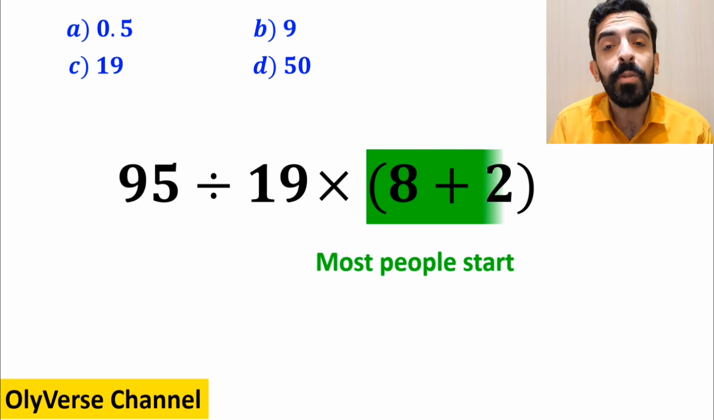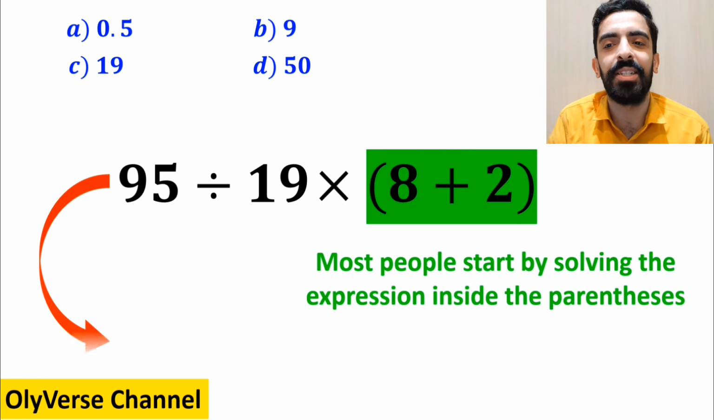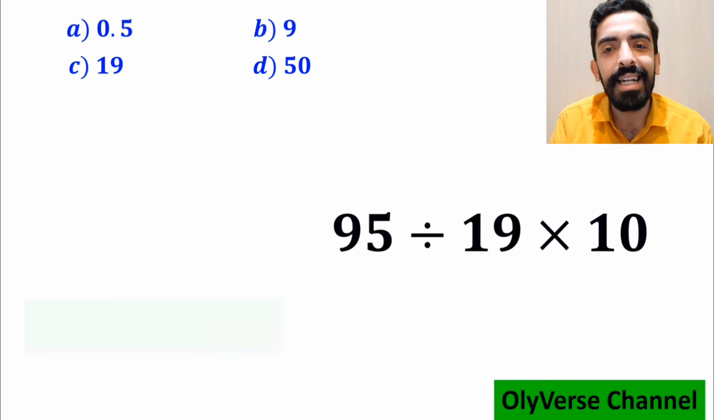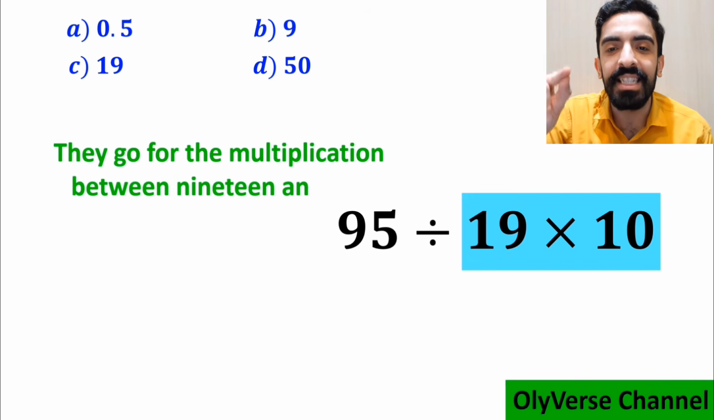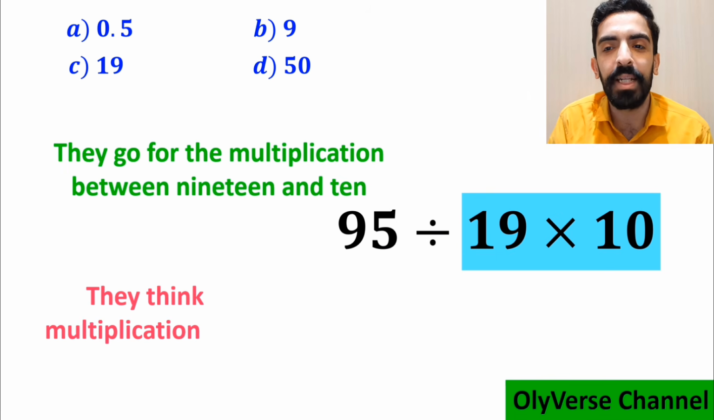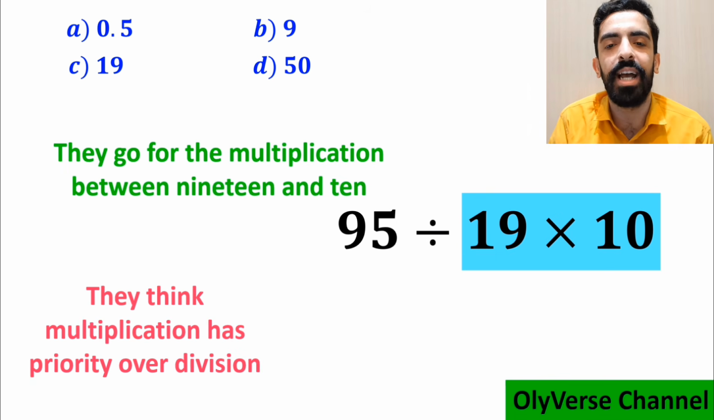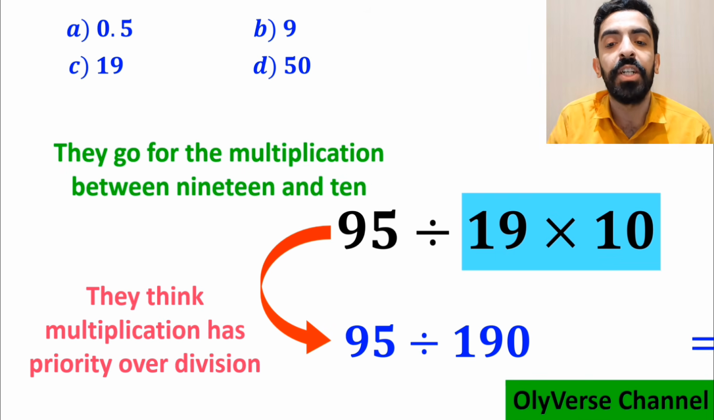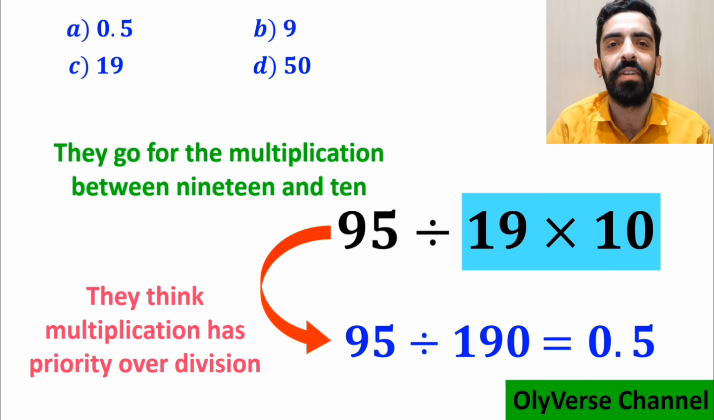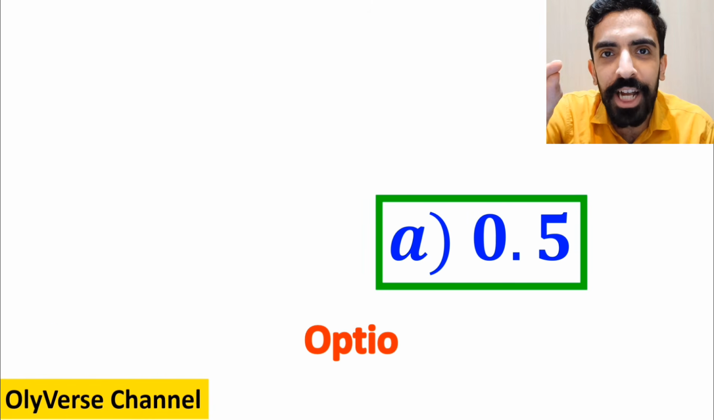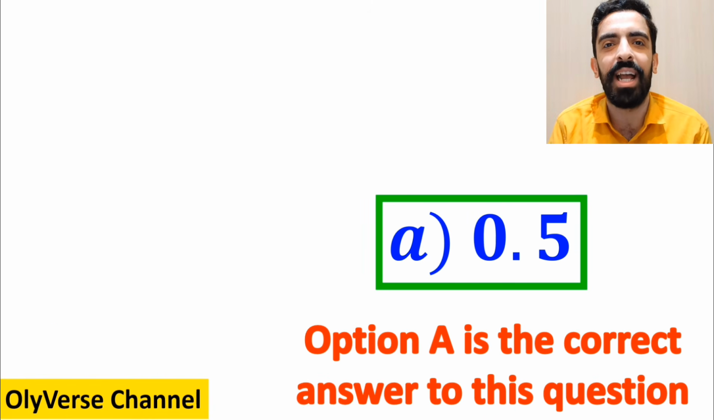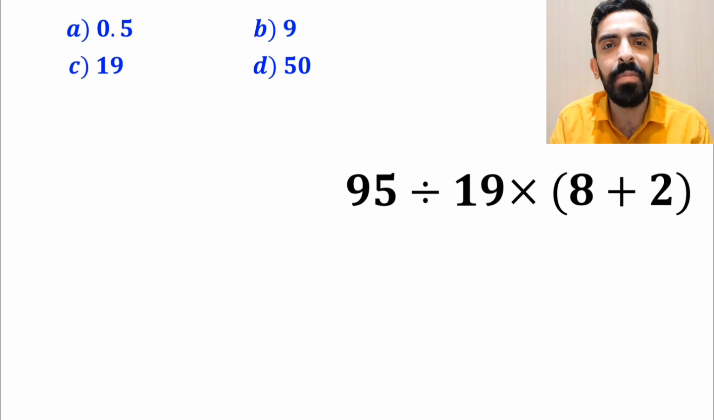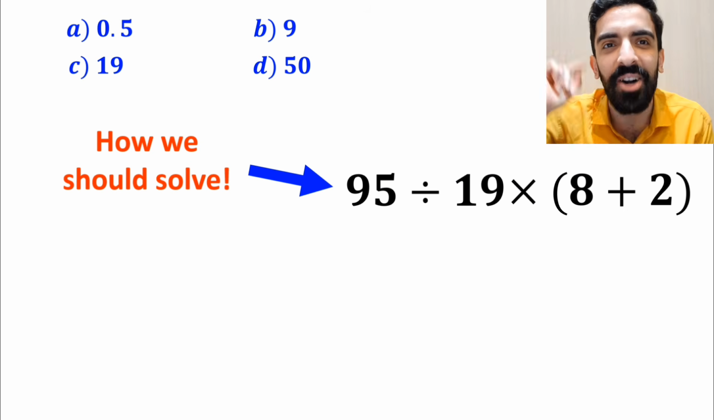And the first step, most people start by solving the expression inside the parentheses and replace it with 95 divided by 19 multiplied by 10. And the next step, they go for the multiplication between 19 and 10 because they think multiplication has priority over division. So, this expression simplifies to 95 divided by 190, which finally gives them the answer 0.5. And they quickly say that option A is the correct answer to this question. However, that's definitely wrong. Alright, now let me explain step by step how to solve this expression correctly.